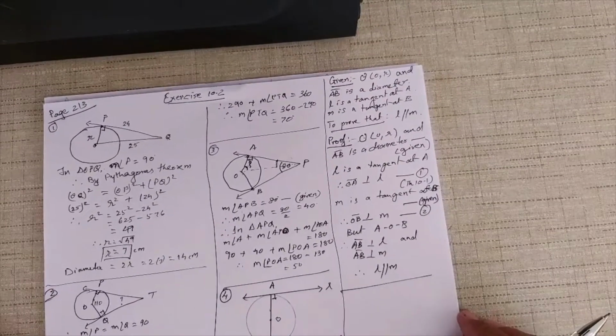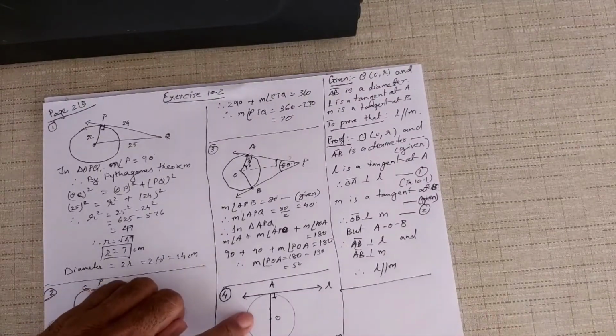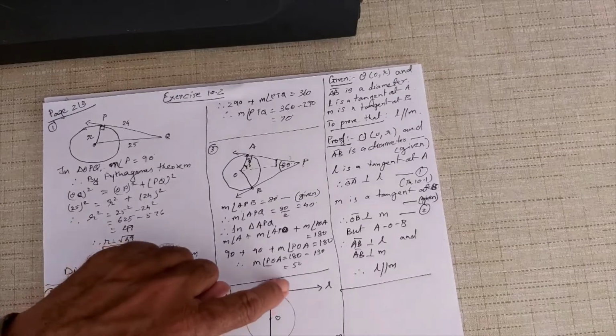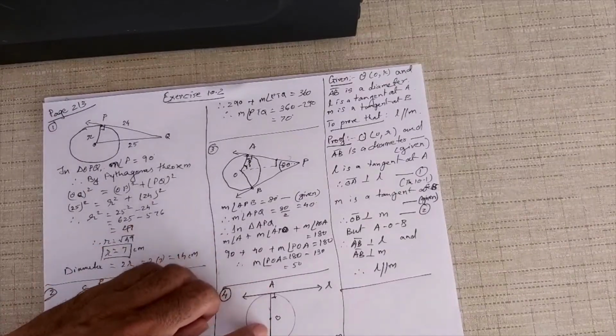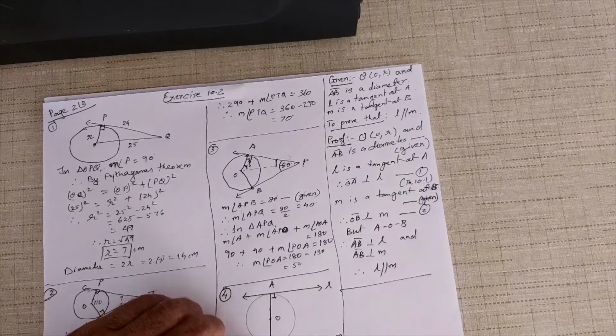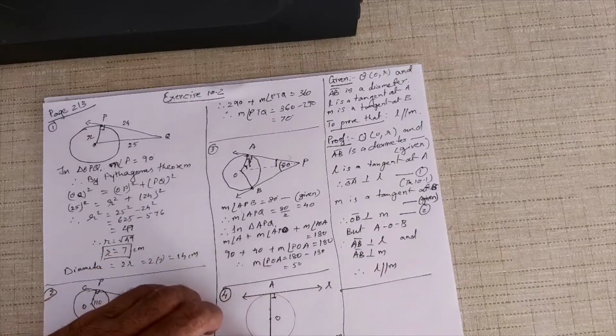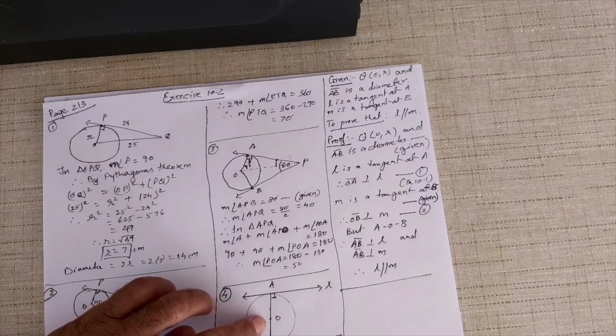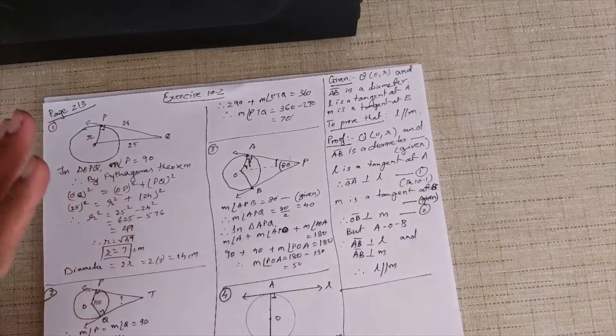Alright, once again, very simple proof. A circle with center O and radius R. L is a tangent, AB is a diameter, so it passes through the center. That means point O lies between A and B. In other words, line OA, line OB and line AB are the same line.